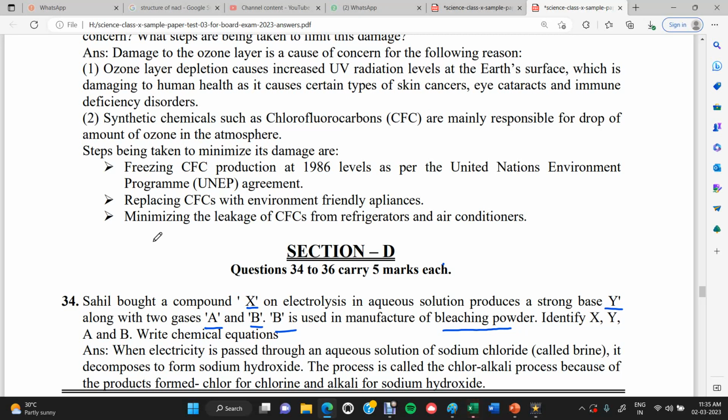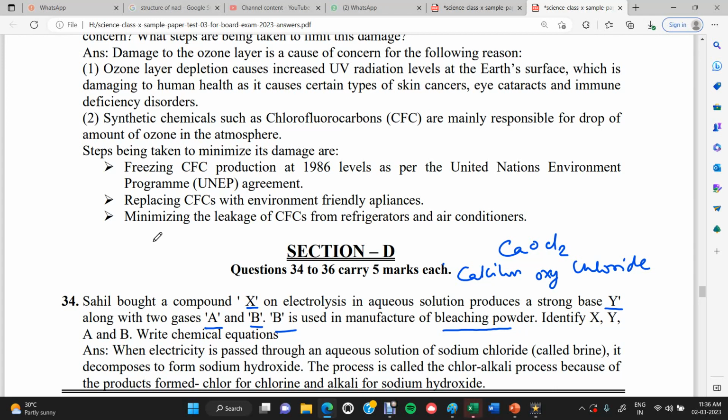Right. So if we consider bleaching powder, the formula for bleaching powder is CaOCl2. Note it down. CaOCl2. This is called calcium oxychloride. Calcium oxychloride, CaOCl2. Now, Shahin bought a compound.